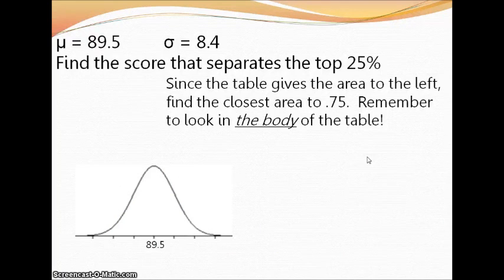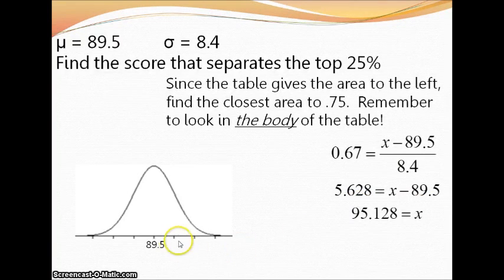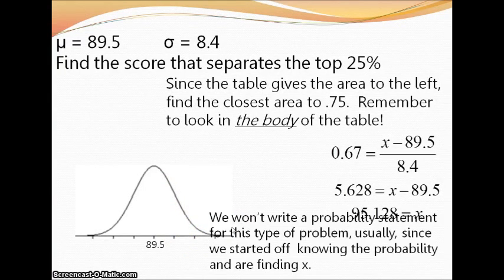So we're going to use that positive 0.67 in our z-score formula. We plug that in for the z-score. We don't know the x, the cutoff, whatever that value is, and we know the mean and standard deviation. To solve this equation, I'm going to multiply both sides by 8.4. Then I'm going to add 89.5 to both sides, and there is the cutoff, somewhere at 0.67 standard deviations above the mean. This would be 25% of the data. You can shade your curve. We don't really need a probability statement since we knew what the probability was ahead of time, top 25 or bottom 75, and we were just looking for the x value.